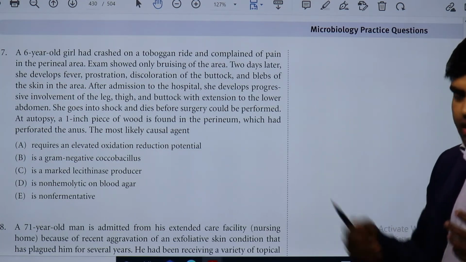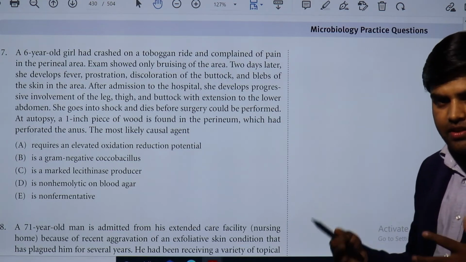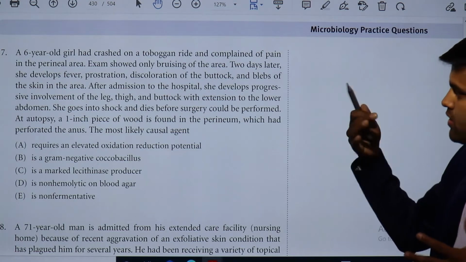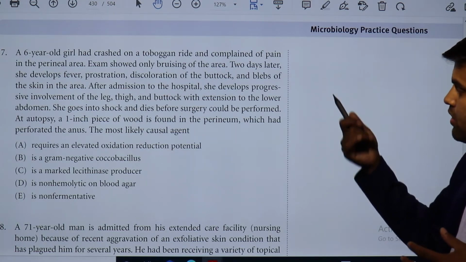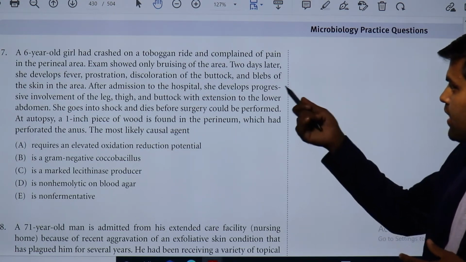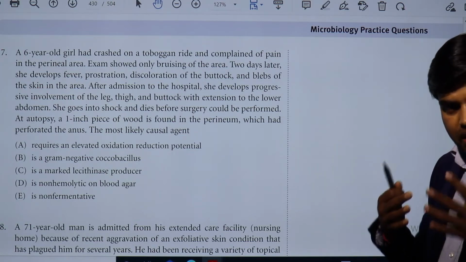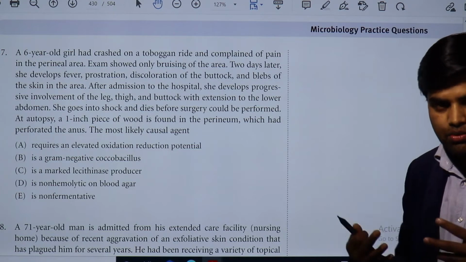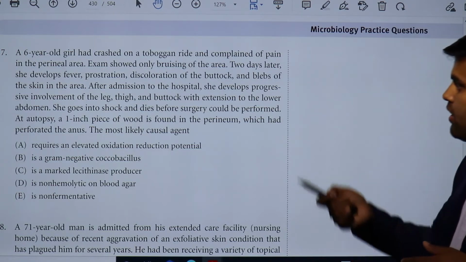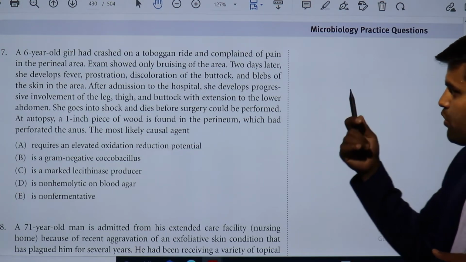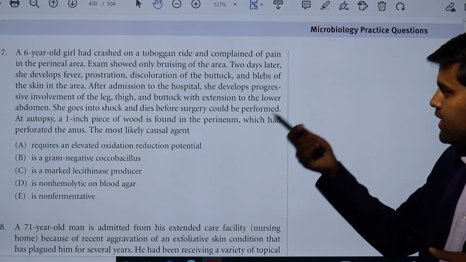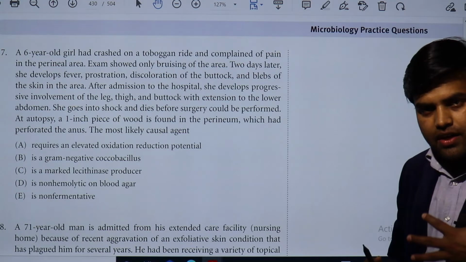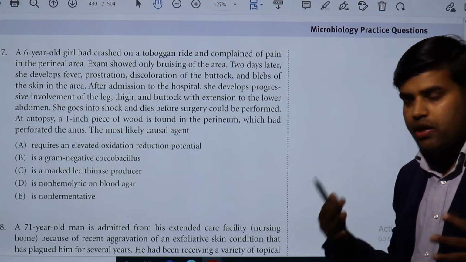2 days later, she developed the symptoms. Now from the bruising, this infection has spread all over the body. So she had fever, prostration, sweating, and discoloration of the buttock. The local infection is spreading, and there are blebs in the skin area. So the local skin infection is also increasing, and there are systemic signs as well. The systemic involvement is also there. After admission to the hospital, she had progressive involvement of the leg, thigh, buttock with extension to the lower abdomen. Now the skin lesion, that local infection, is spreading all over the body.